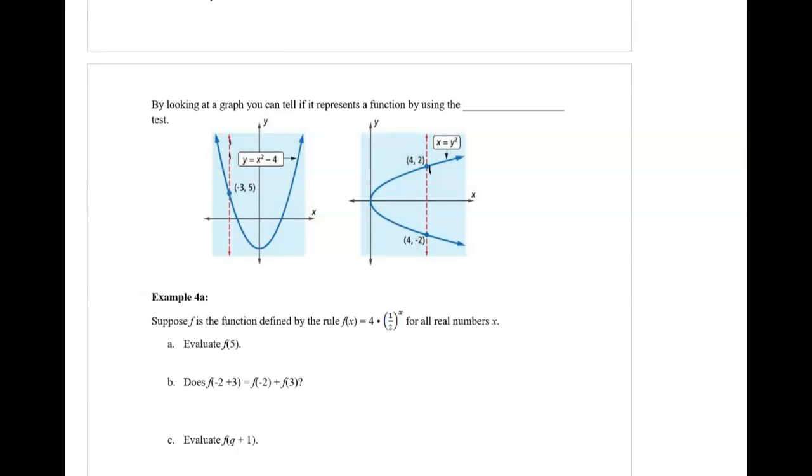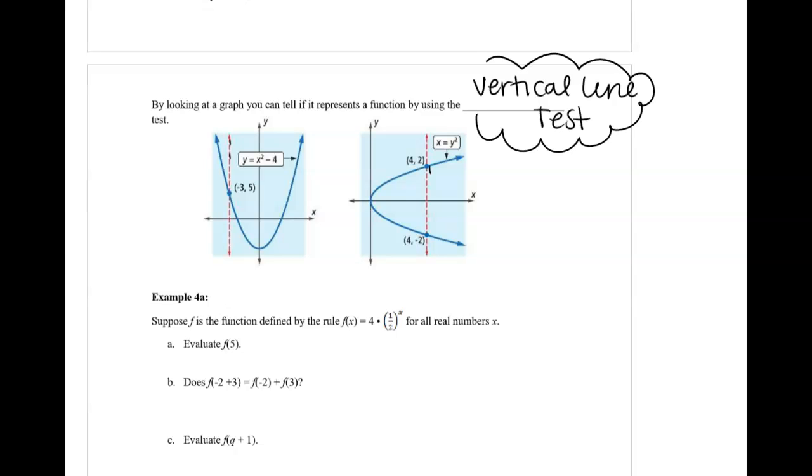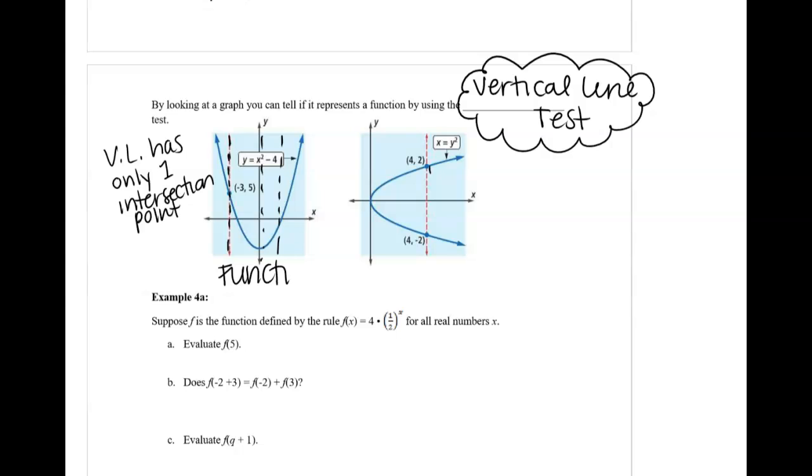So when you look at a graph, you can tell if it represents a function by using the vertical line test. If we look at the graph on the left, anywhere we draw a vertical line, we could draw it there, we could draw it there, we could draw it there. That vertical line has only one intersection point. So it only hits the function once. So that right there is a function.